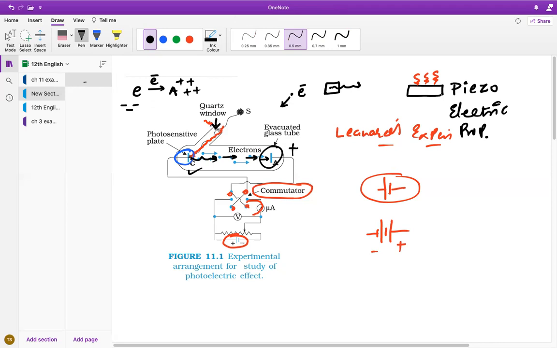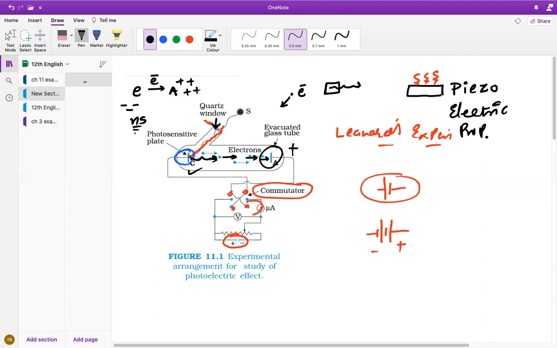This quartz window's opening and closing will take a few seconds, or rather a very small fraction of a second, called milliseconds. And every time, our electron's movement is in terms of nanoseconds. So this process is very rapid. This experiment is called Lenard's experiment.